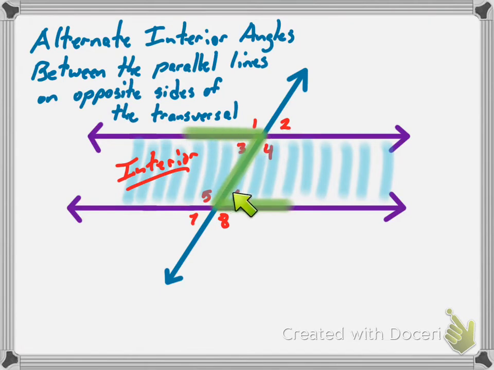So 3 and 6 form congruent alternate interior angles, and then 4 and 5 would create a backward Z. So we can take a look at that. So yeah, there would be that backward Z. So angle 3 is congruent to angle 6, and angle 4 is congruent to angle 5.